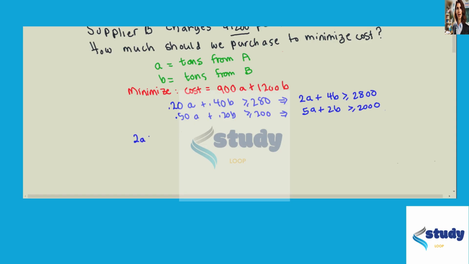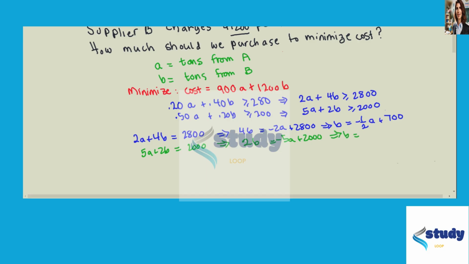So let's start with the first one. Let's make it an equals and solve it for B, which is taking the place of Y. So we get 4B equals minus 2A plus 2800, or B equals minus 1/2 A plus 700. And then for the second one, 5A plus 2B equals 2000. So 2B equals minus 5A plus 2000. So B equals minus 5/2 A plus 1000.